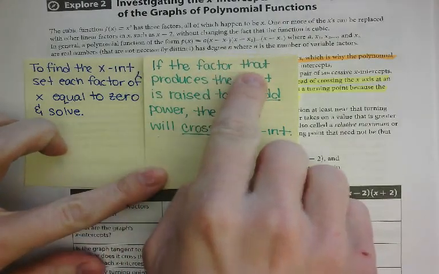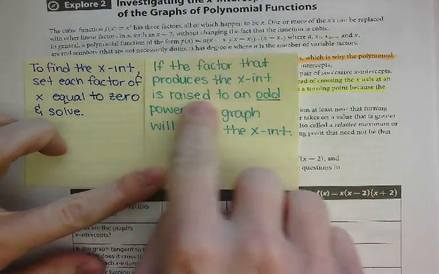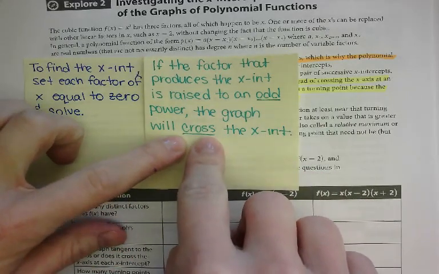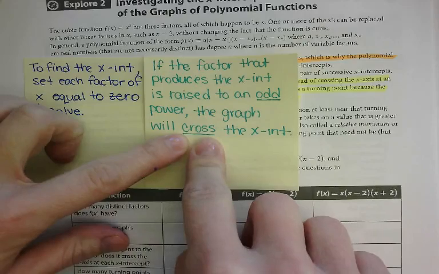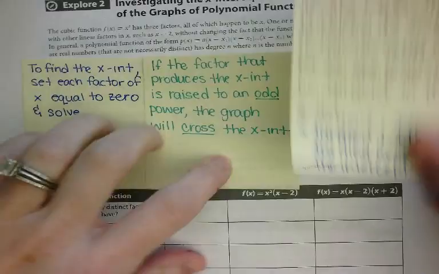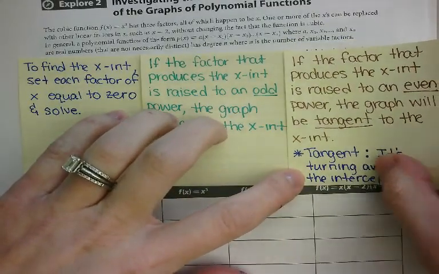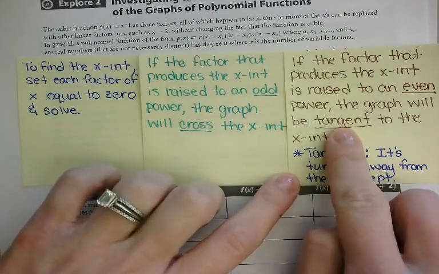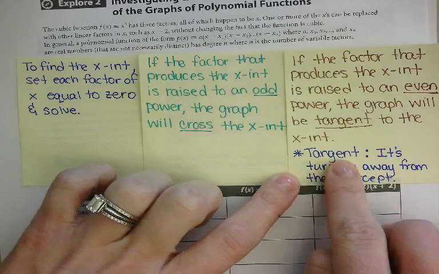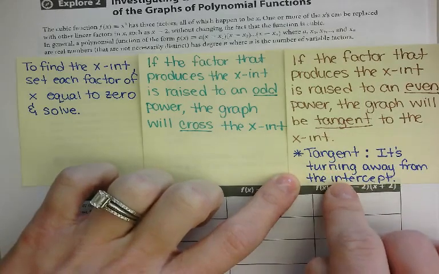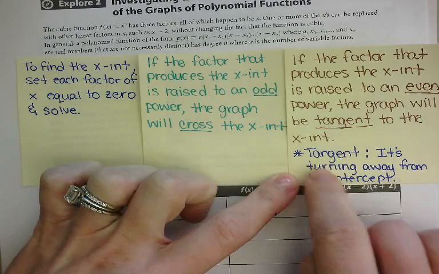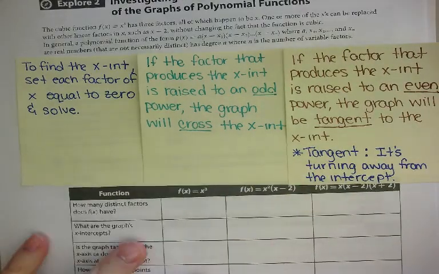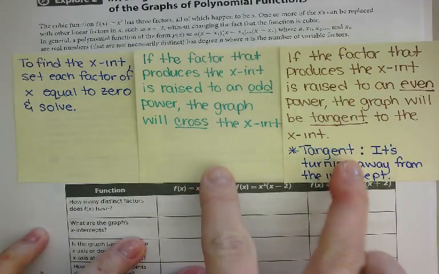If the factor that produces the x-intercept is raised to an odd power, then the graph is going to cross, which means it's going to pass through the x-intercept. If the factor that produces an x-intercept is raised to an even power, the graph is going to be tangent. And basically, tangent just means it's turning away from the x-intercept. So it's not going to go through the x-intercept. It will bounce off of it. Okay? So make sure you have these written down for sure.